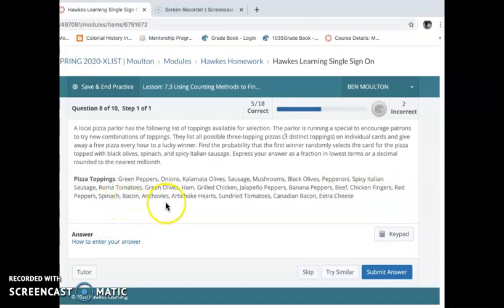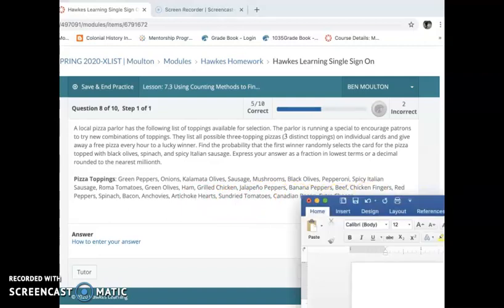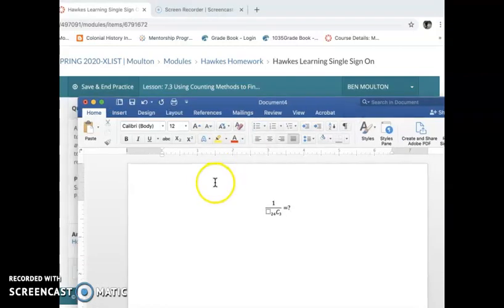Bacon, 19. Anchovies, 20. Artichoke hearts, who would do this? Let's count, 21. Sun-dried tomatoes, 22. Canadian bacon, 23. And extra cheese, 24. 24 options. We're going to choose 3. Here's your setup. It's 1 over 24 choose 3. And once you figure that out, I'm going to let you do that. You should get your answer.